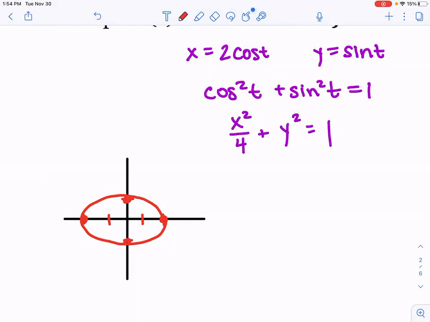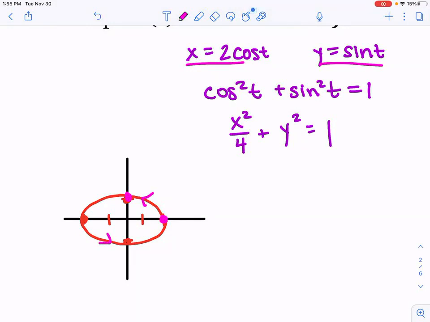Plug in numbers. What happens when we plug in 0? We're at 2, 0. Right? What happens when we plug in pi over 2? We're at 0, 1.